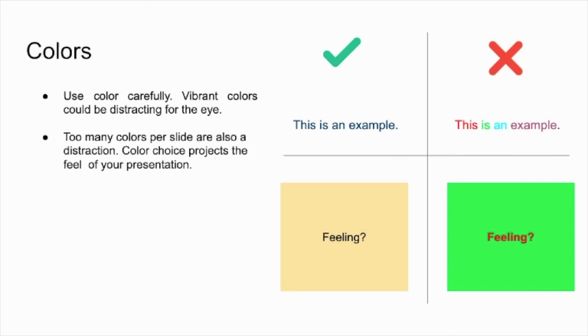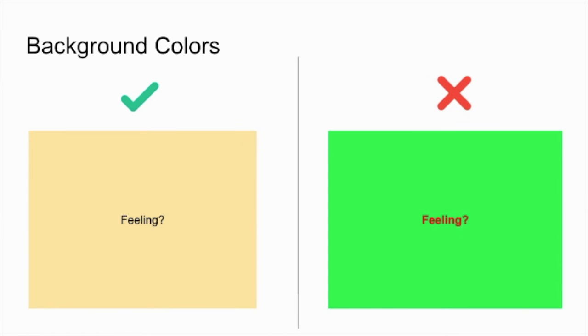And then you have the colors. You have to use your colors very carefully. You can tell that too many colors can become a distraction. So you always want to go for something that is simple and easier on the eye. And here you can see that the feeling we're getting out of the shape on the left is totally different than the one on the right. The green is too vibrant, and it is also making us feel a little bit agitated.